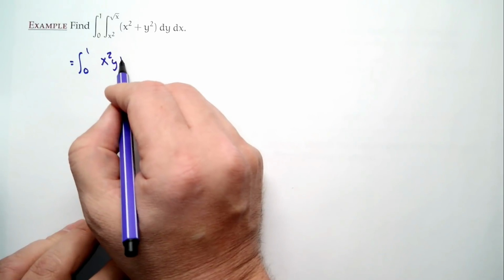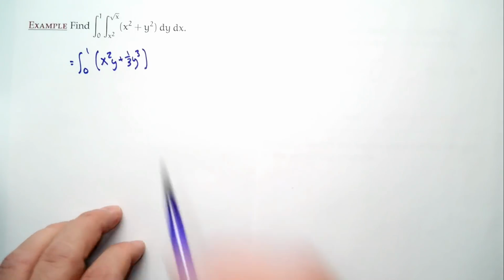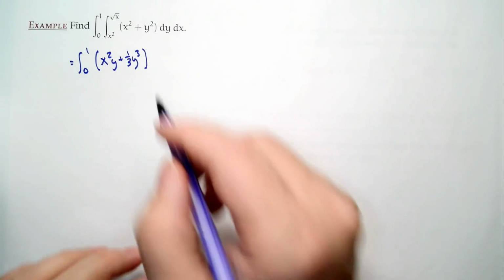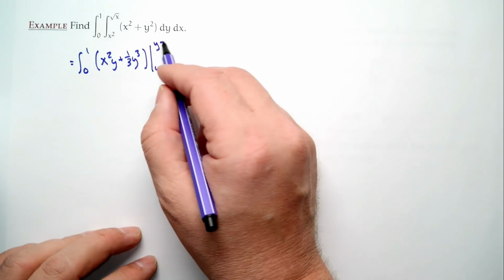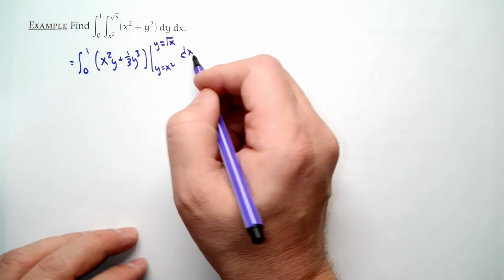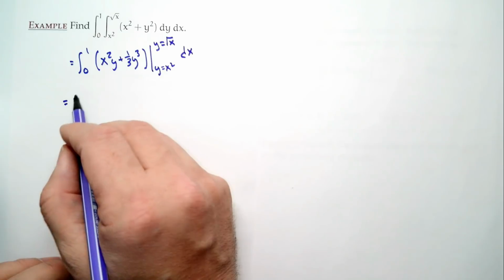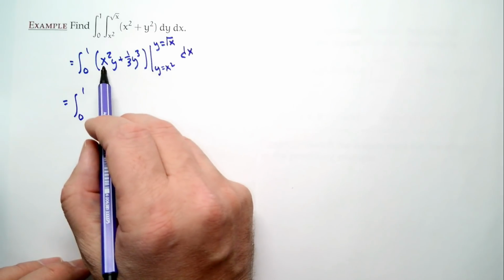x squared y plus 1/3 y cubed. Because at this stage, y is the part that varies, and x is the part that's constant. So that x squared is treated like a number. So if you integrate x squared with respect to y, it'd be x squared y. Now we're going to evaluate y equals x squared to y equals square root of x. All right? So we plug this in. So this is the integral from 0 to 1. I'll have plugging in square root of x, x squared times square root of x.